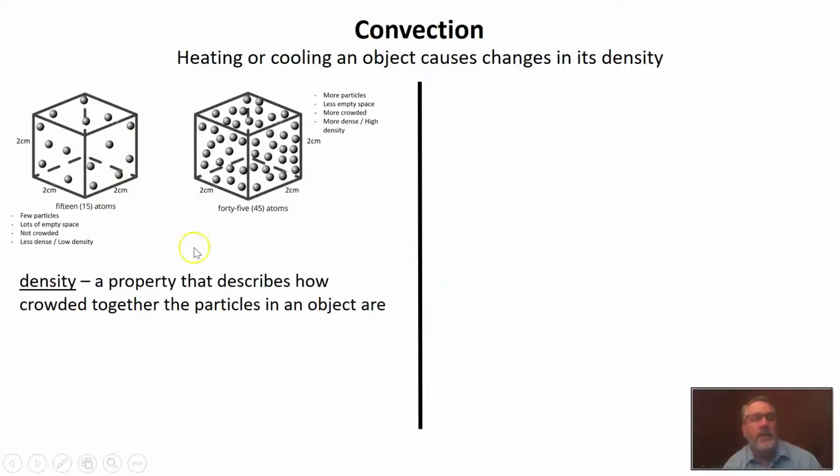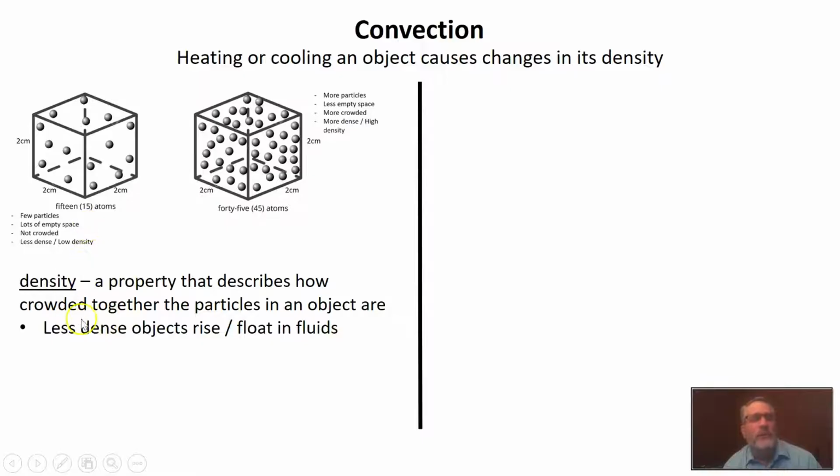Okay? So density is really just a property that describes how crowded together the particles in an object are. Less dense objects tend to be lighter, more dense objects tend to be heavier, if you would like to think about it that way. Now, one property that is connected to density is whether or not something floats or sinks.